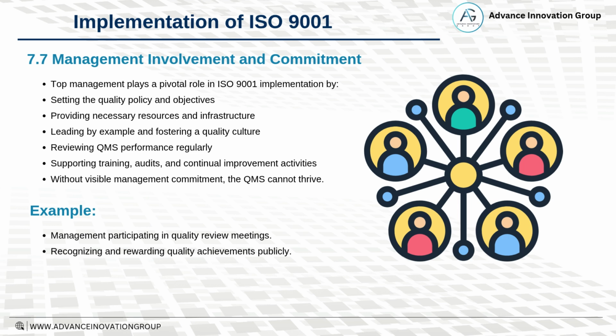More importantly, they must lead by example, showing visible commitment to quality through their actions, not just words. When management participates in quality reviews, supports internal audits, encourages training, and drives continual improvement, it creates a strong quality culture across all levels. Examples include senior leaders actively attending QMS review meetings, publicly appreciating teams for achieving quality goals.